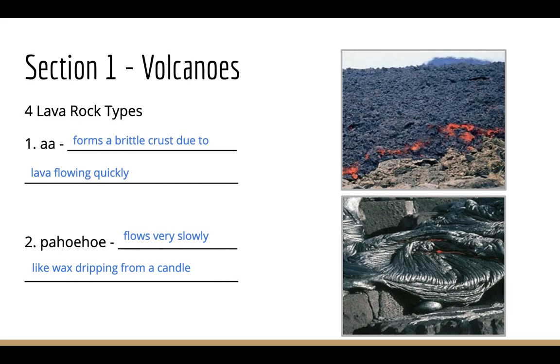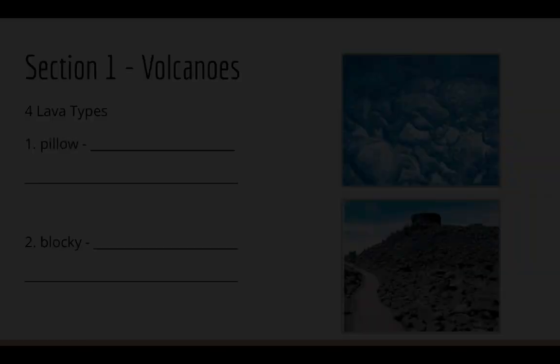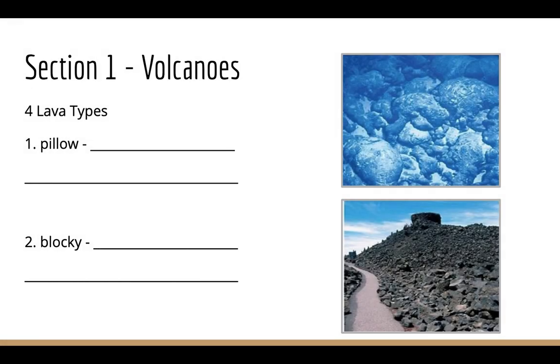And then we have pahoehoe, and that's very slow flowing. It almost drips like wax from a candle. It can form these glassy wrinkles, so a pretty interesting lava rock type as well. Some other lava types, we have pillow. That's a type of lava that forms actually when lava enters into an underwater environment and it pillows up and makes these round fluffy balls.